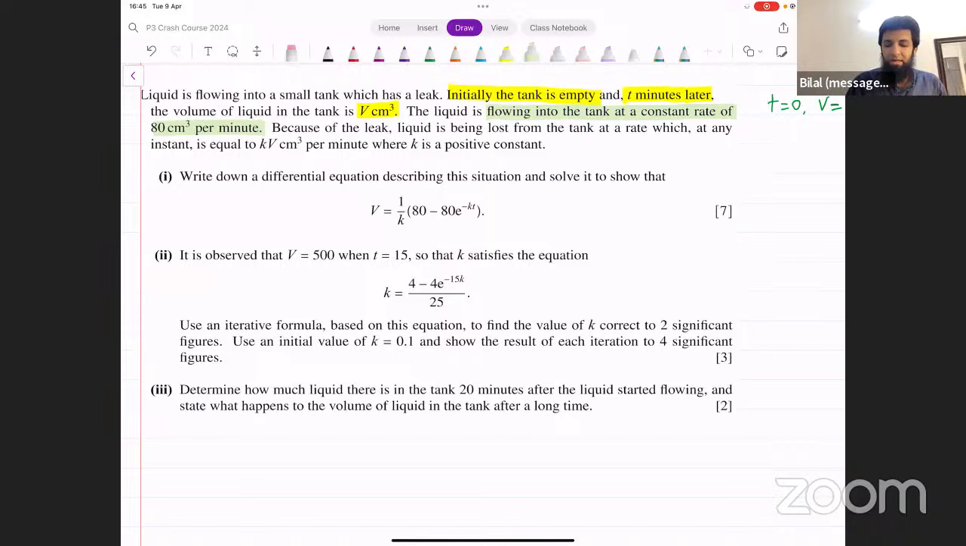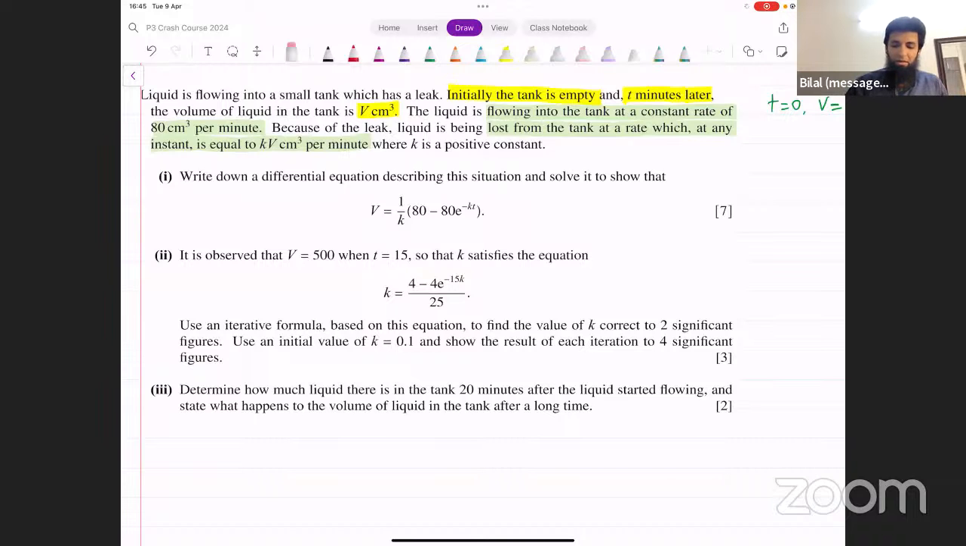But because of the leak, the liquid is being lost from the tank at a rate which is at any instant equal to kV, where k is a positive constant. Write down a differential equation describing the situation and solve it to show that V equals this thing.